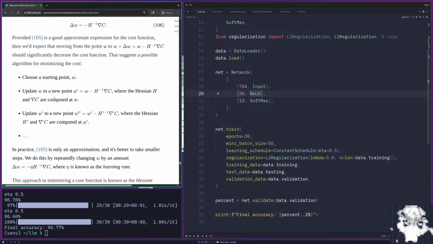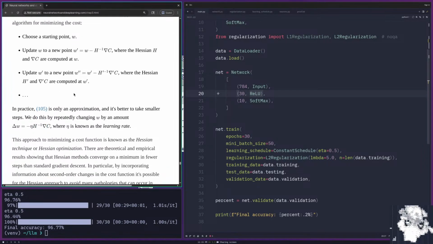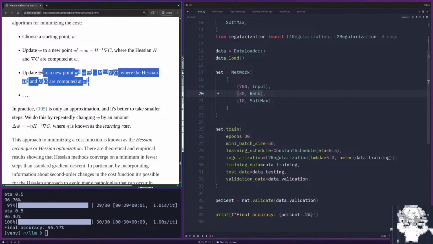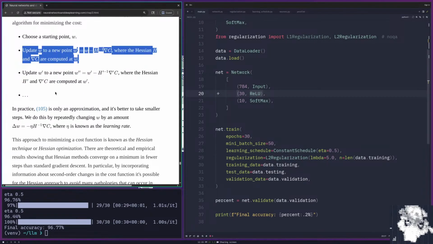Choose a starting point w, update w to a new point w prime equals w minus inverse Hessian times grad c, where the Hessian h and grad c are computed at w. Update w prime to a new point w prime prime equals w prime minus inverse Hessian prime times gradient prime c, where the Hessian h prime and grad prime c are computed at w prime. That's a weird way of saying just keep doing this in a loop.